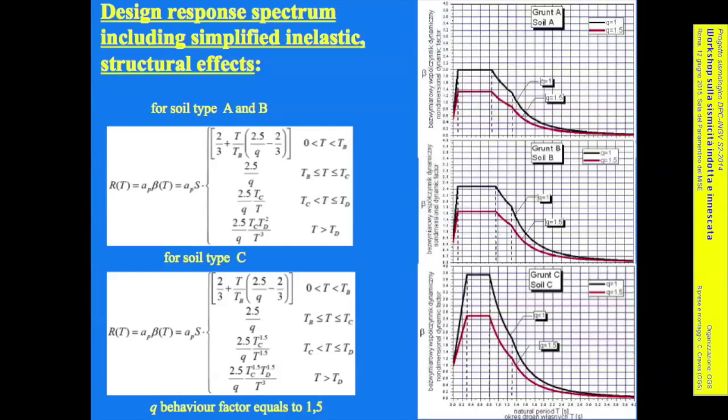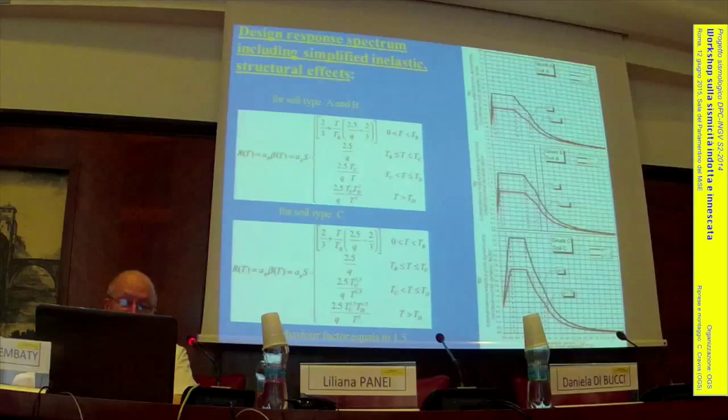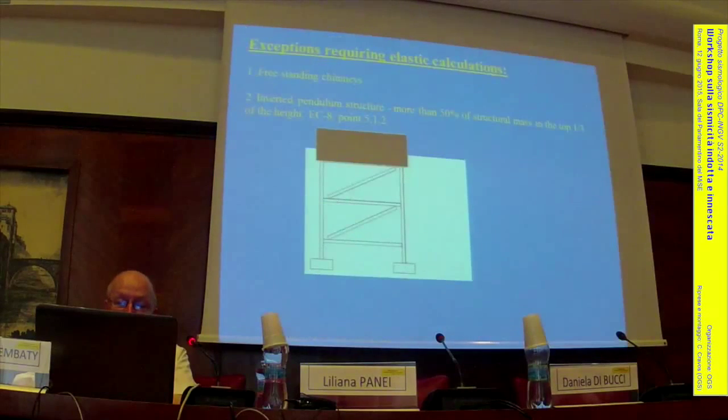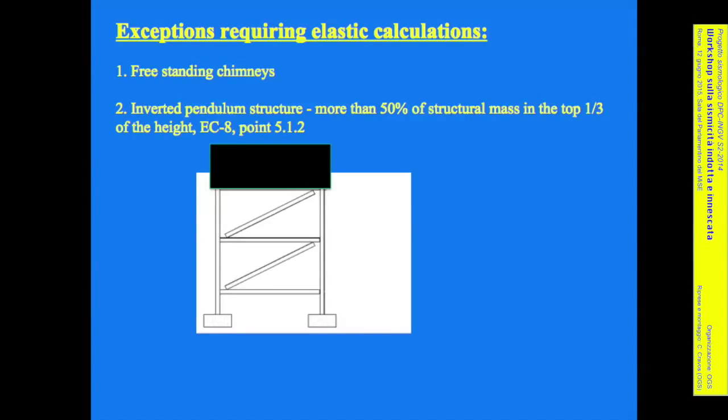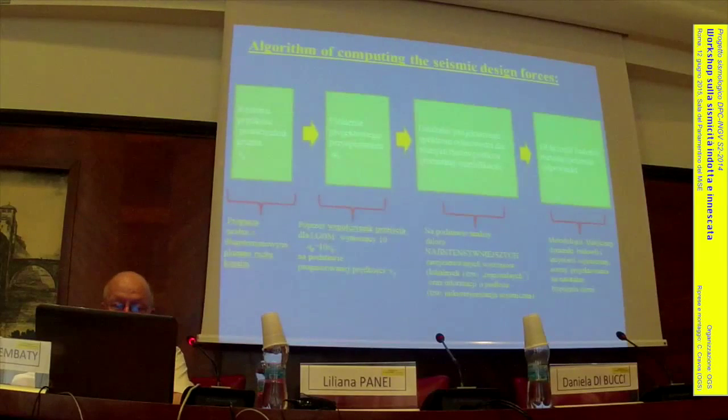So we arrived at the inelastic simplified structural effects in the form of response spectra. And then obviously there are exceptions: freestanding chimneys, for example, inverted pendulum structures. Here we have to use the linear approach. We also have to remember the inside walls of hypermarkets and supermarkets. There is no wind pressure on them because they are inside, but they could fall due to this induced seismicity.